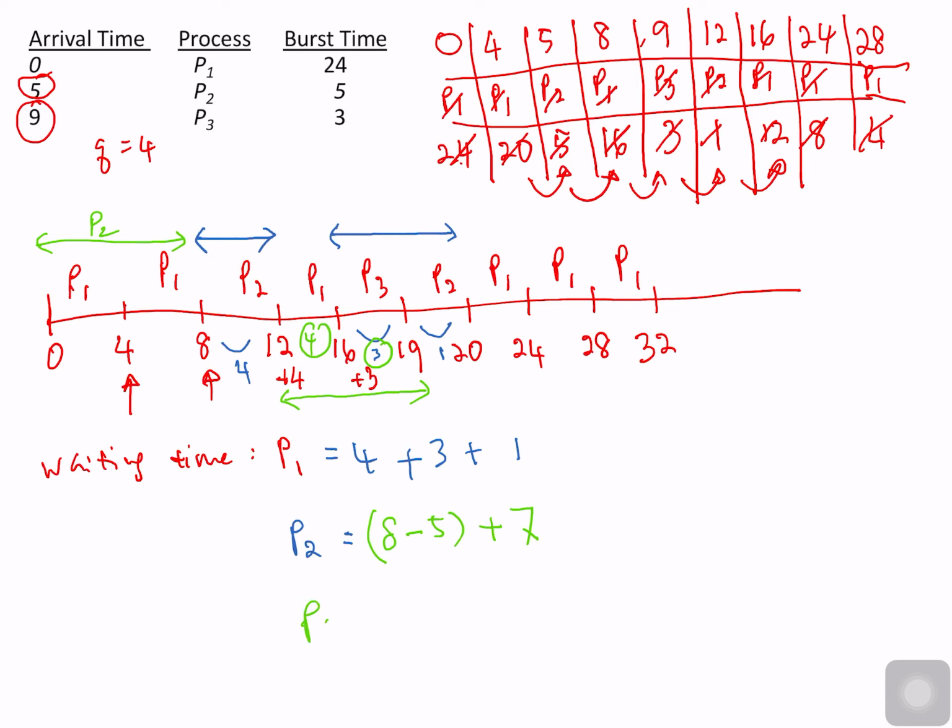And P3 begins the execution at 16, but it arrives at 9. So this is 7, 10, 8. So this is the waiting time for P1, P2, and P3.